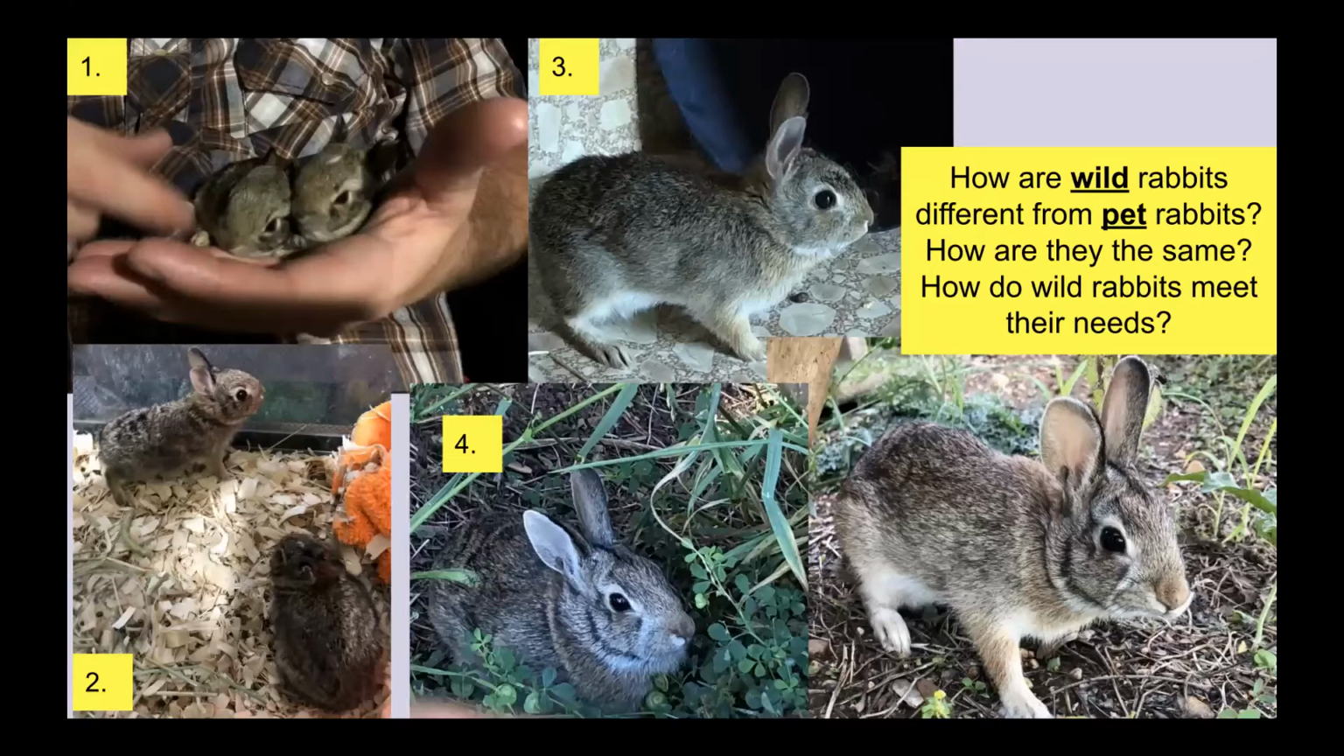Now, those were pets. Take a look really quickly at this rabbit. These are wild rabbits. These are cottontails from outside in the wild. So how do you think these wild rabbits are different from my pet rabbit, Mochi? Do you think they have the same needs? And also think about, how are these wild rabbits meeting their needs? Because I'm not the one going out there feeding those wild rabbits. So what do you think might be different between a pet rabbit and a wild rabbit?